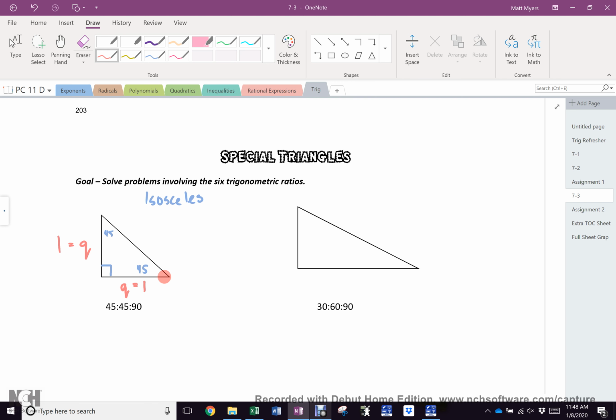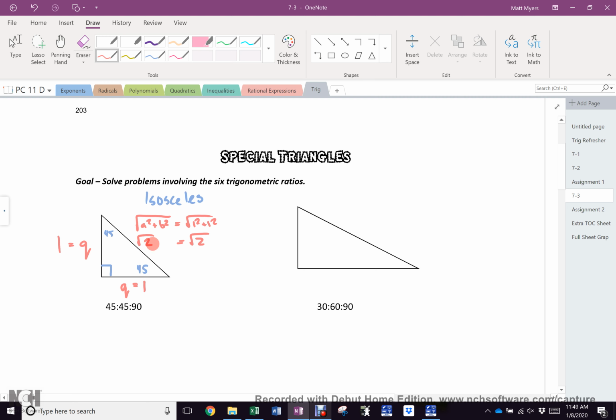No. It is root 2. Why? Square root of a squared plus b squared, which is the square root of 1 squared plus 1 squared, which is the square root of 2. Yeah?